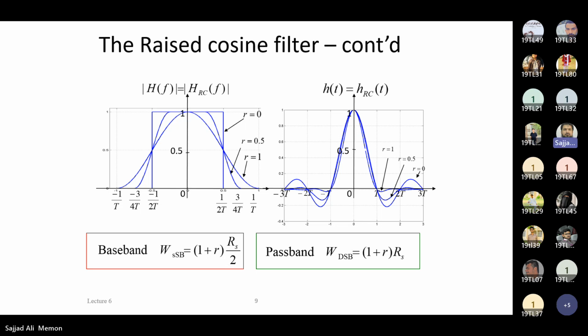baseband as well as in the passband, as R improves. So this is R is equal to 0, when we have a perfect square pulse, and if we increase R, so that is R is equal to 0.5, and that R is equal to 1. At 0.5, and it is 1, 0.5 and 1. Similarly, 0.5, 1 and 0, and R is equal to 1, R is equal to 0.5, and R is equal to 0.